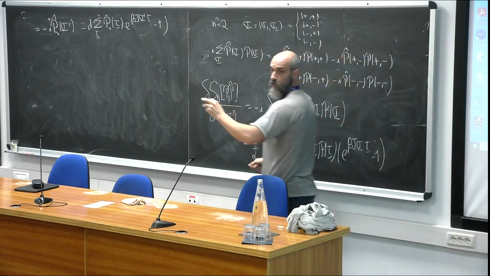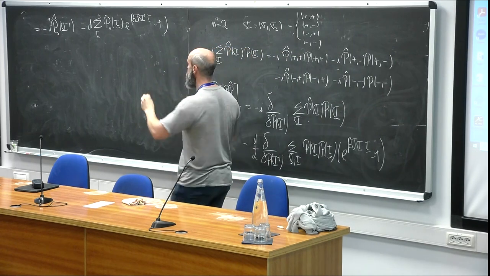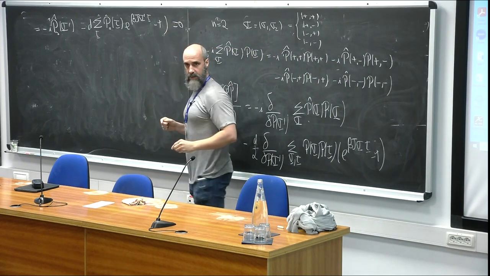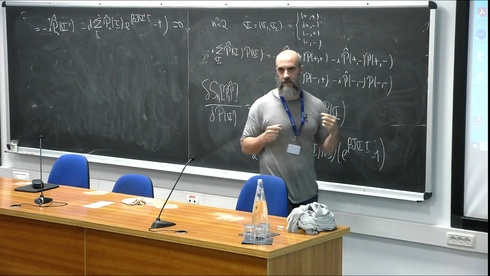Yeah, you equate this thing to 0. So this is the variation. This equal to 0 will give you the saddle point equation. That was the question?